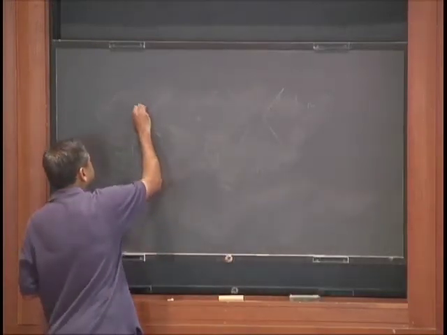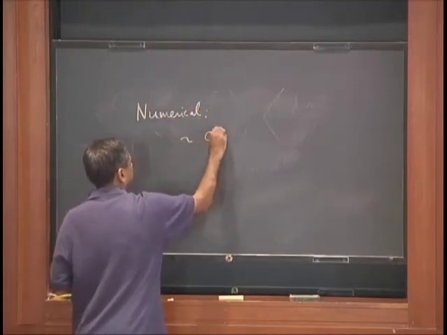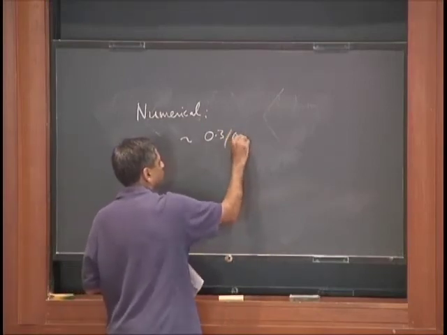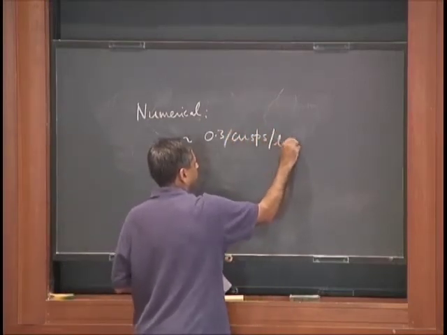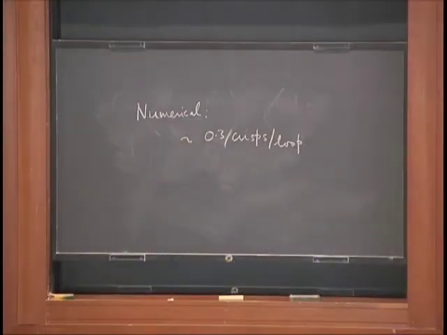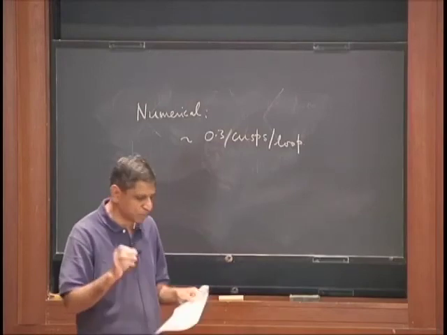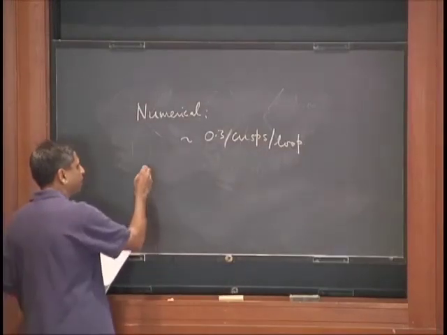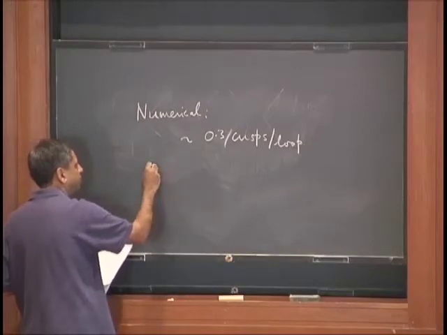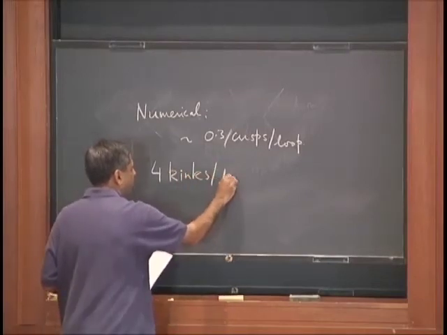So numerically, what you find is that there are about 0.3 cusps per loop. Remember, kinks can destroy cusps, so there's this question of how many cusps survive in the end. Generally, people will just put a fudge factor number of cusps and take it to be order 1. Now, you can imagine that you'll have 4 kinks per loop.